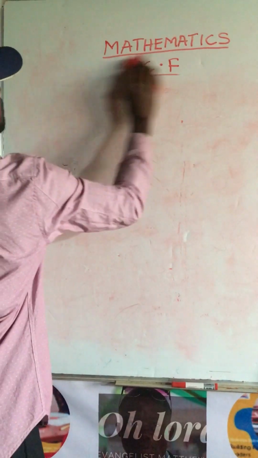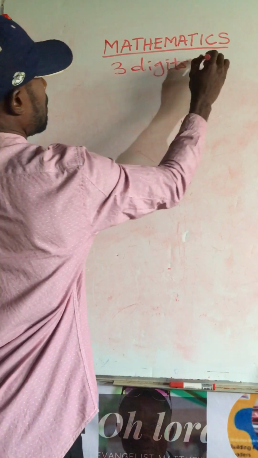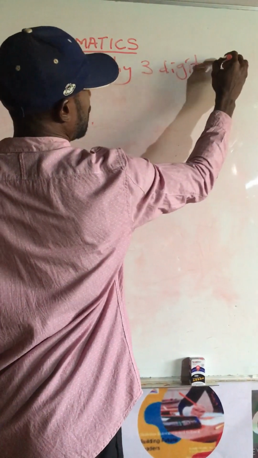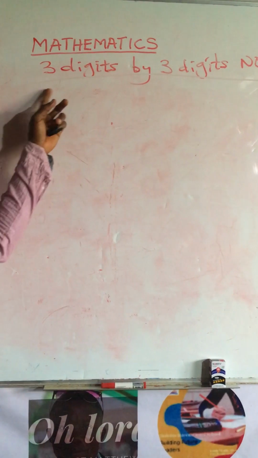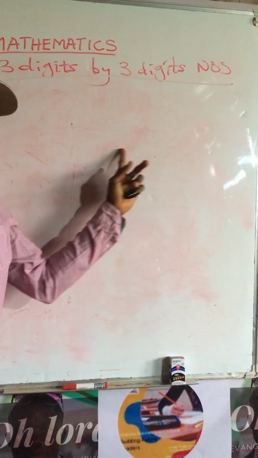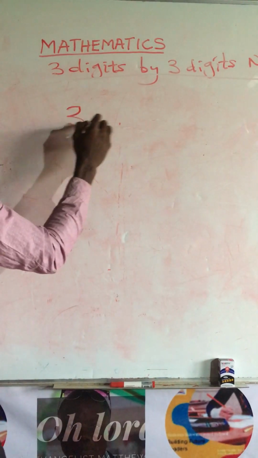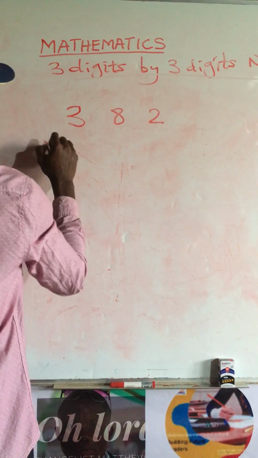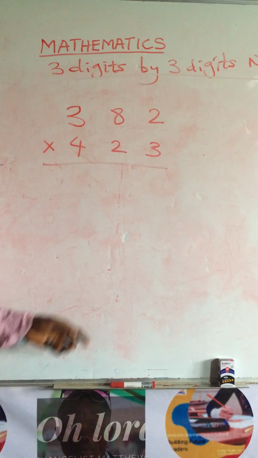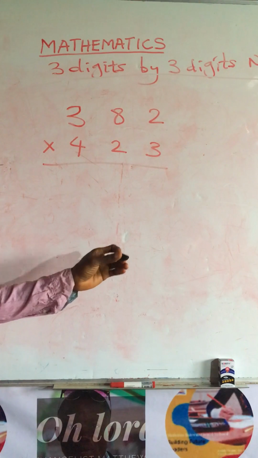So we have a 3-digit number by a 3-digit number. Multiplication of 3 digits by 3 digits. You can multiply 3 digits by 2 digits, 3 digits by 1 digit, but this is 3 by 3. We have 382 to multiply by 423. So if you are asked to multiply 382 by 423, it's not that difficult.